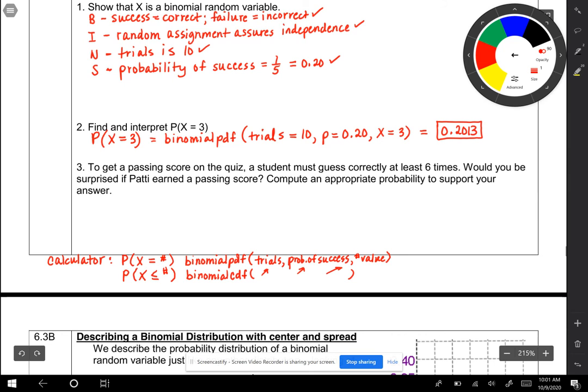So let's interpret this. There is a 20% chance that Patty will get exactly 3 questions correct. Make sure you say exactly because it was 3. It was given X equals 3.